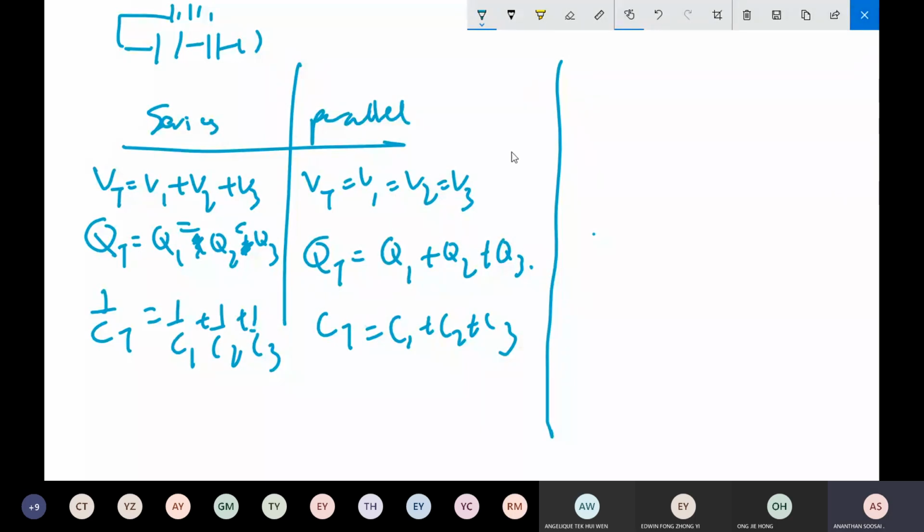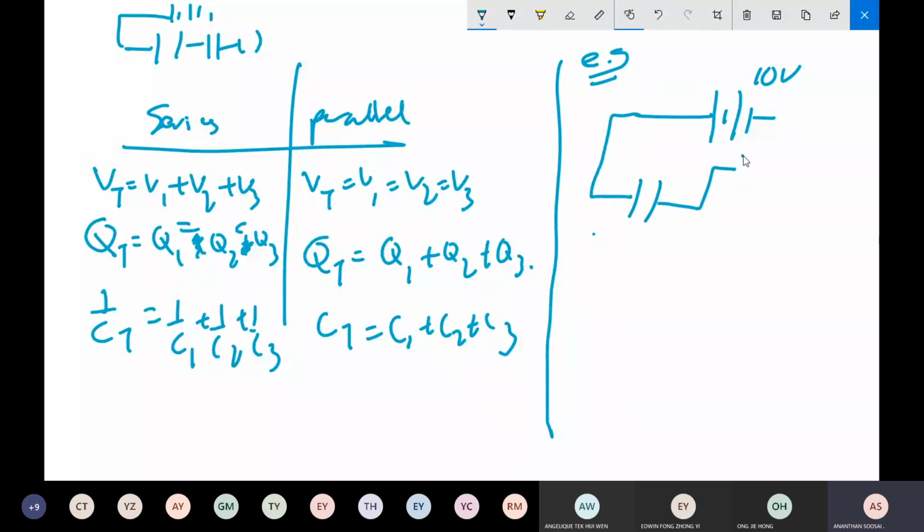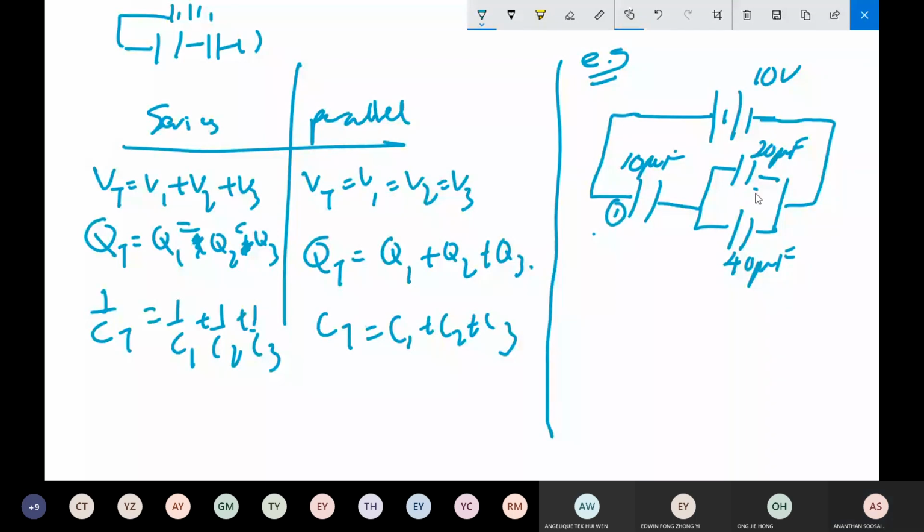Okay, warm up question first. One example, let me try to do here. You have a 10 volt battery. You have capacitors like this. Let me go straight away to series and parallel together. This is 10 microfarad, this is 20 microfarad, this is 40 microfarad. So this is labeled as 1, this is 2, this is 3.